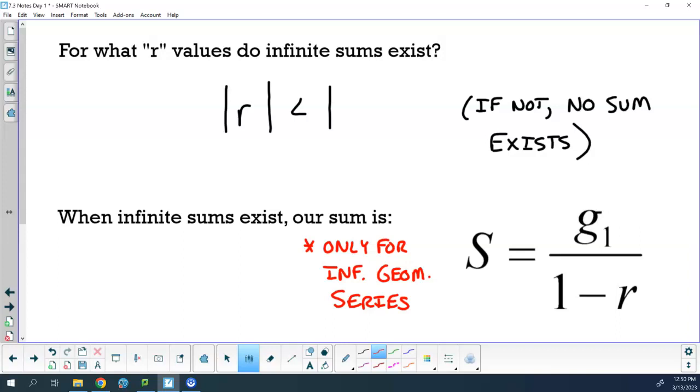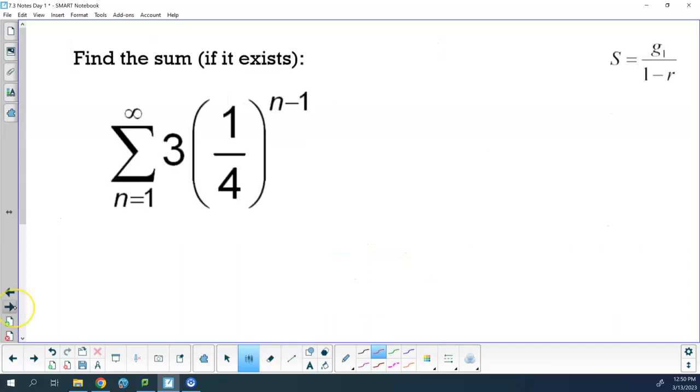But again, the absolute value of R has to be less than 1. If you have an R value of 2, like that first example that I gave you, we couldn't find that sum because the terms are going to get bigger and bigger and bigger. We need our terms to get closer and closer to 0 the farther along we go on our term numbers. Okay? So let's put this to work.